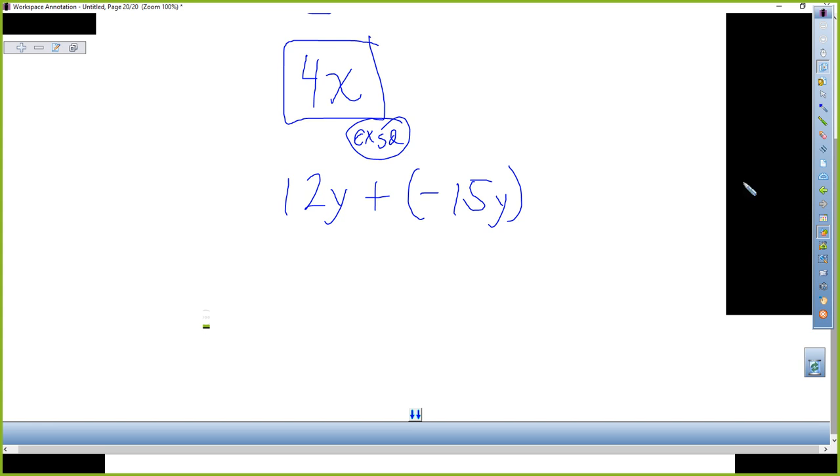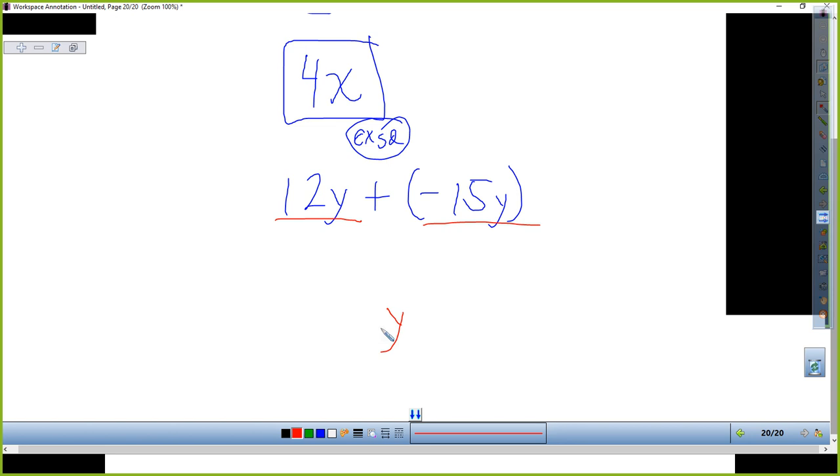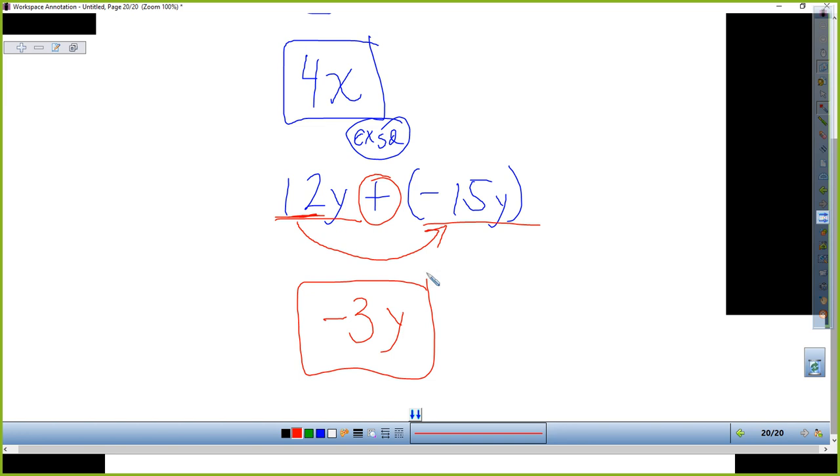All right. So, let's see. This one has a y, this one has a y, so I write y. Do we have addition in between? Yes. Okay. Next. Are they opposite signs? Yes. Smallest number is 12. 12 cancels 12 of these, and we're left with negative 3. So we have negative 3y.